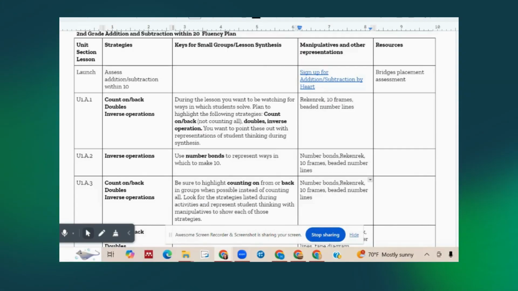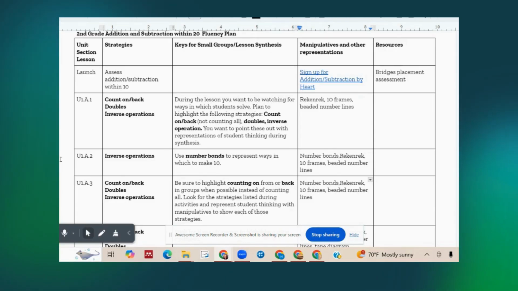Okay, this is the second grade addition and subtraction within 20 fluency ideas for any of the Illustrative Mathematics curriculums that are out there. So during the launch, my recommendation is if you have a Bridges placement assessment, that you give that to assess addition and subtraction within 10, which was the first grade fluency standard. And then I'm going to give you a couple of ideas around which specific strategies we want to either highlight during synthesis or work on in small group so that students have some explicit strategy instruction as well.